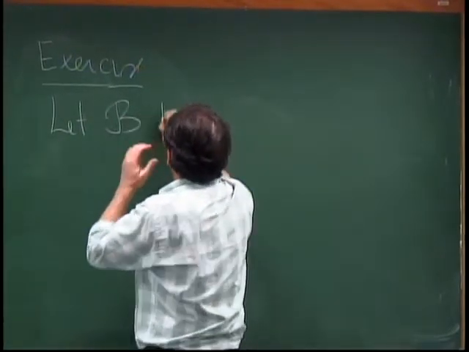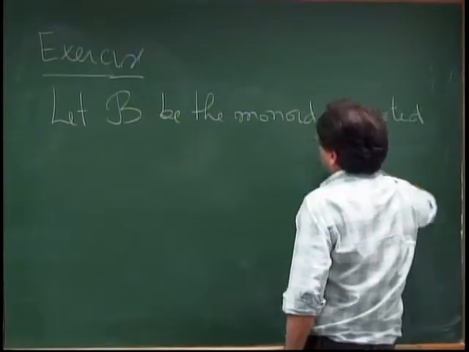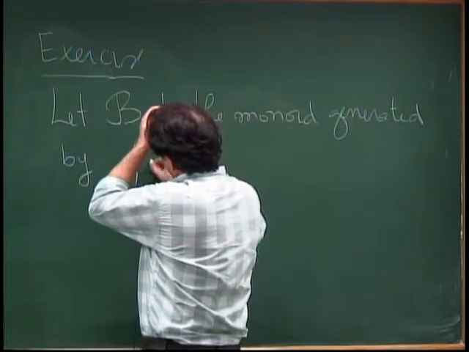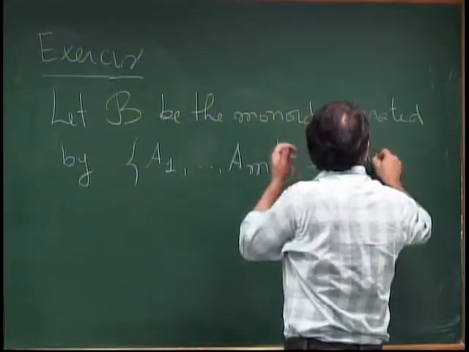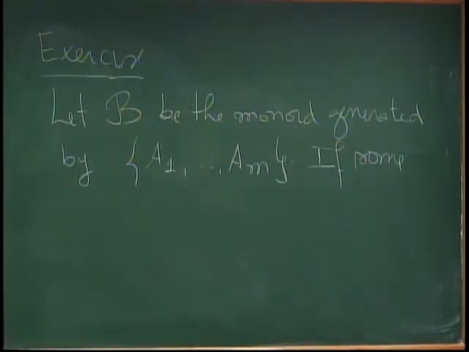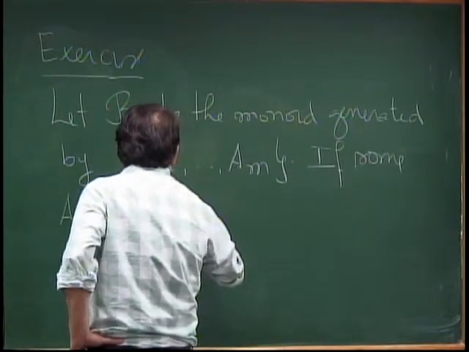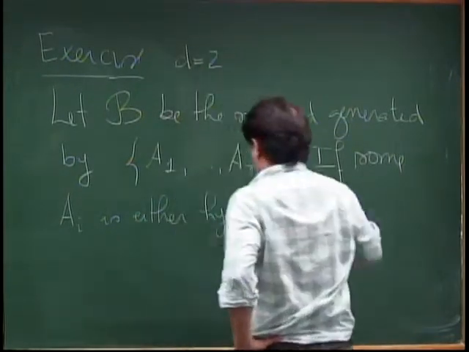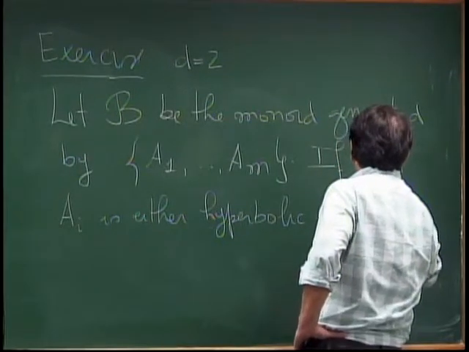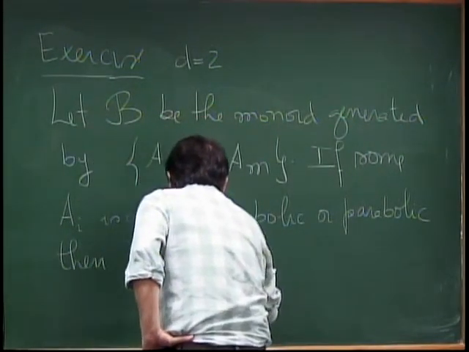Let B be the monoid generated by a certain family of matrices. If some A_i is either hyperbolic, so this is in dimension 2, if it's either hyperbolic or parabolic, then B is pinching.